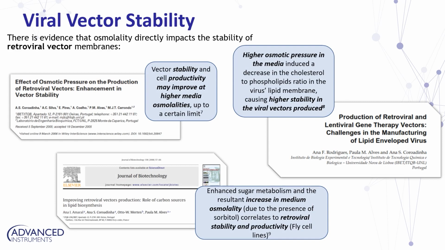At the top left here, the literature showed that higher media osmolality contributed to improved vector stability and cell productivity. Why? Well, for one, higher osmolality has been associated with a lower cholesterol to phospholipid ratio, contributing to higher stability, which was shown in the second publication on the right here. Another factor is sugar metabolism. Increased levels of sorbitol positively correlate to retroviral stability and productivity.